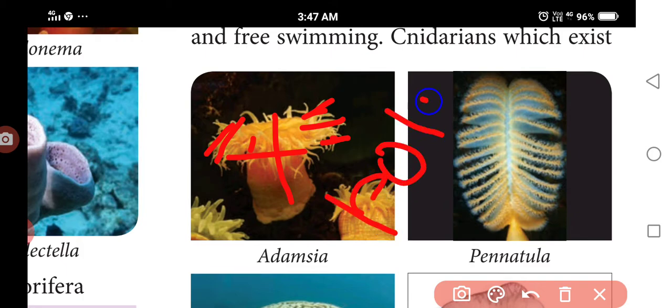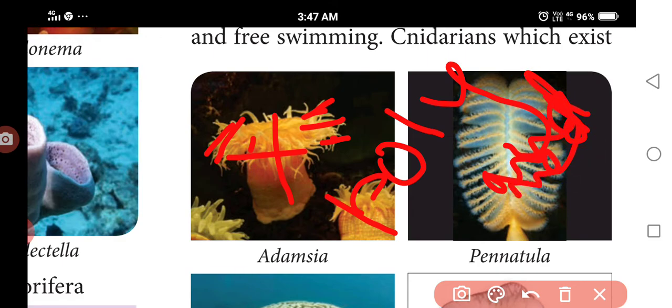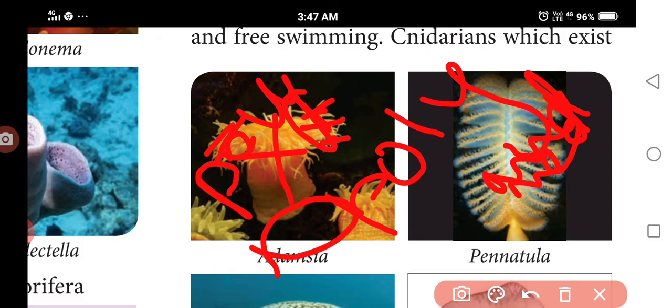Polyp and medusa. The polyp means asexual generation takes place. Medusa means sexual generation takes place. Polyp means sessile and cylindrical in stature. The best examples are Hydra and Adamsia. Polyps are sessile and cylindrical in nature.